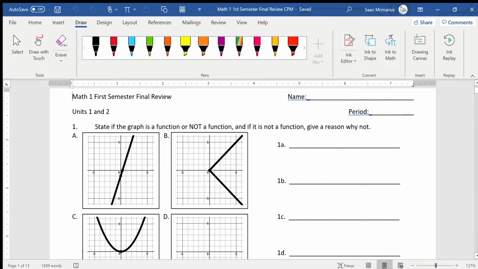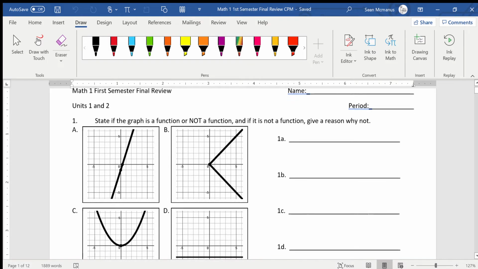All right, so we're going to start our unit review for the final exam. And there's a whole bunch of problems here, so we'll break this up into several smaller videos and go through them chronologically. So Unit 1 and Unit 2 to start, a lot of stuff with functions here. So we'll just jump in and start working through these.